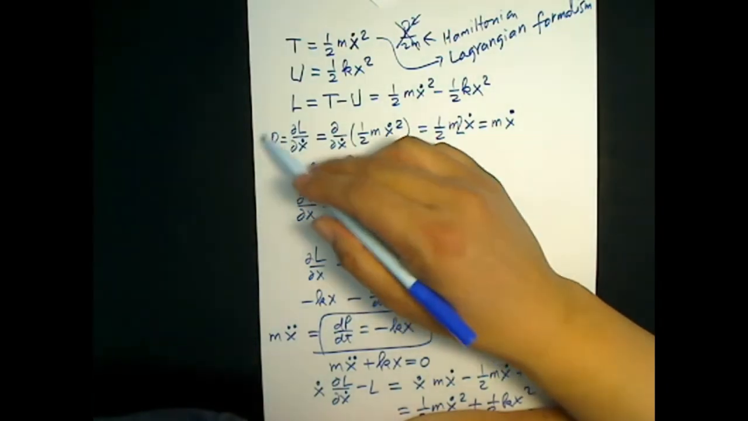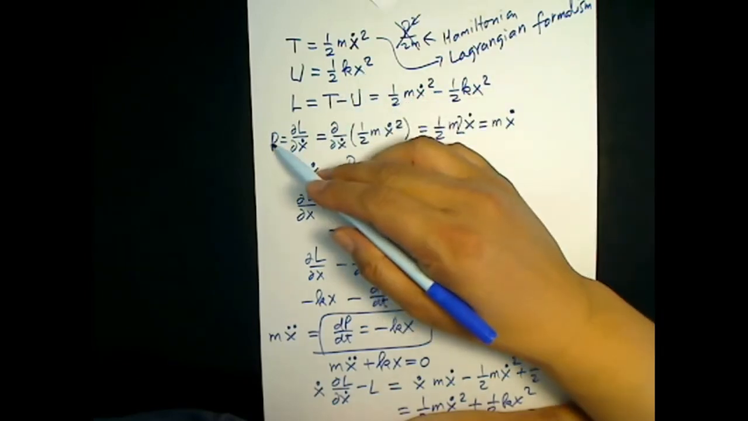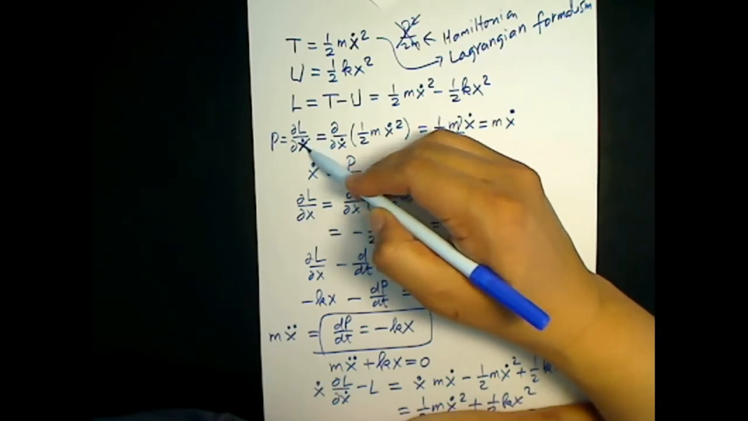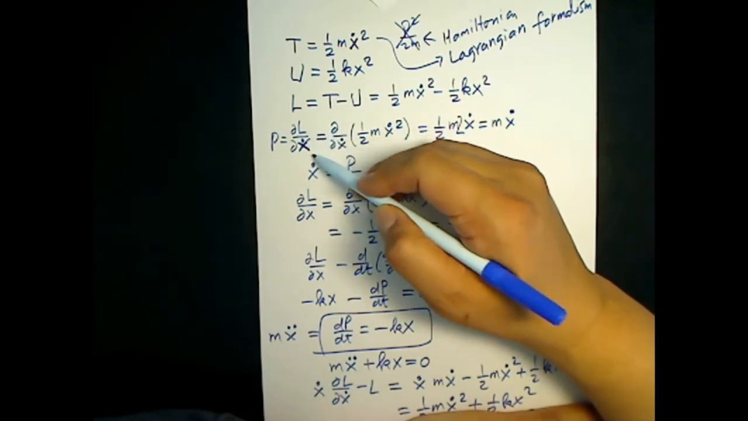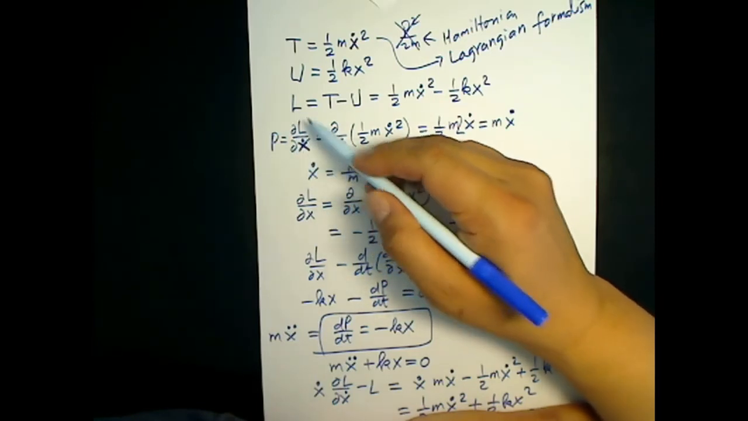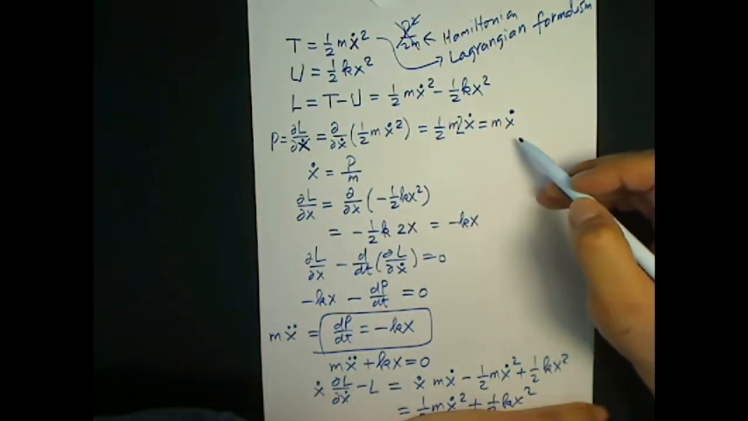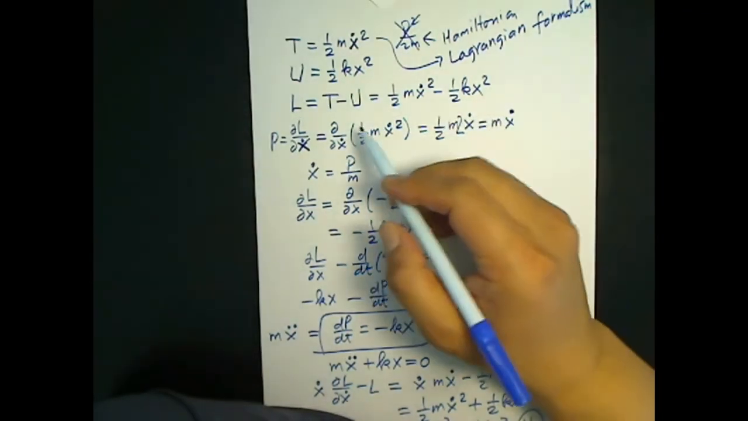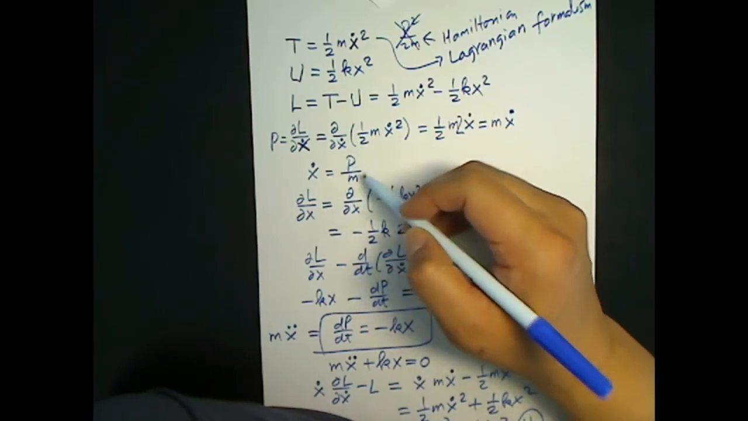The conjugate momentum of this coordinate, we have a single coordinate x. The conjugate momentum corresponding to the coordinate x is obtained by taking the partial derivative of the Lagrangian with respect to x dot. And if I take the differentiation, what we have is m x dot. So this is velocity. From here, we find that velocity is the conjugate momentum divided by mass.